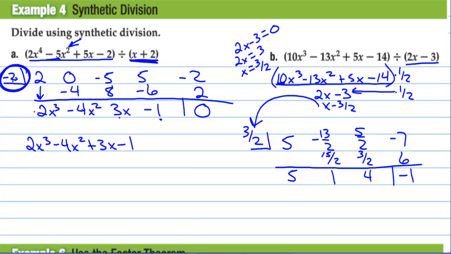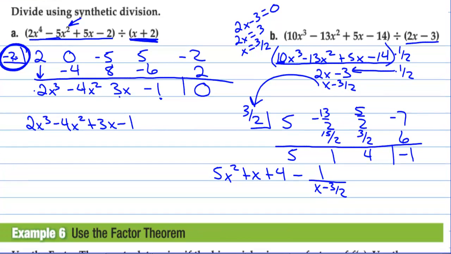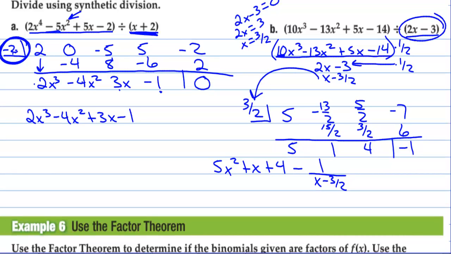So the answer is 5x squared plus x plus 4 minus 1 over... it really is now x minus 3 halves. Well, we don't leave it like that because really that denominator needs to be 2x minus 3. Well, to get 2x minus 3, we have to multiply the top and bottom by 2. So now the final answer is 5x squared plus x plus 4 minus 2 over 2x minus 3.